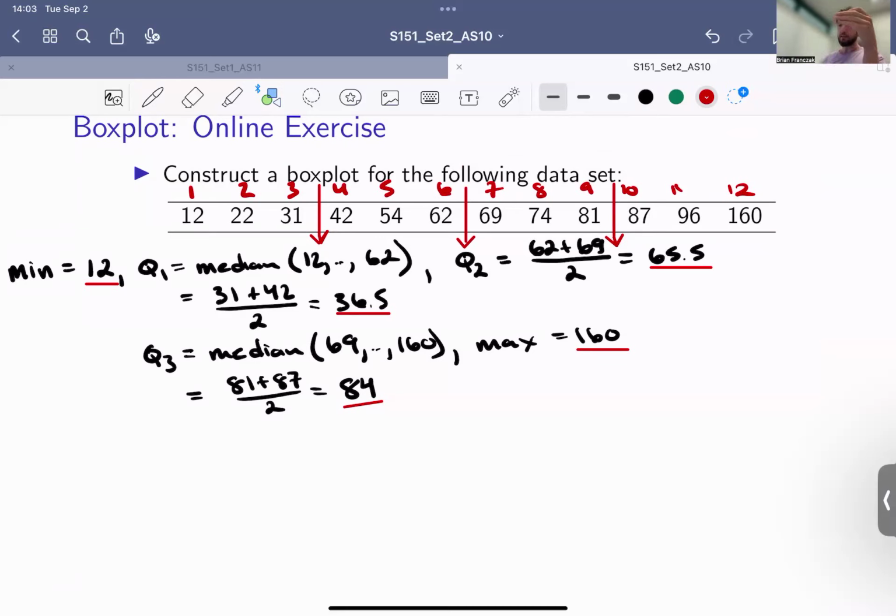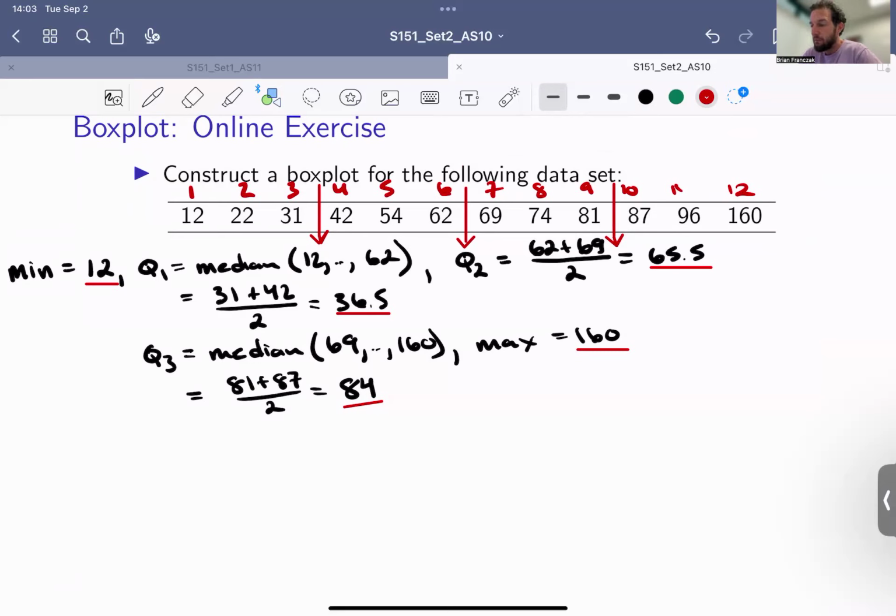Right? And again, the quartile calculations, those are median calculations. So they're just medians of the two halves of the data. And the number of observations that are available to us, those are important because it dictates where the quartiles are going to be located.